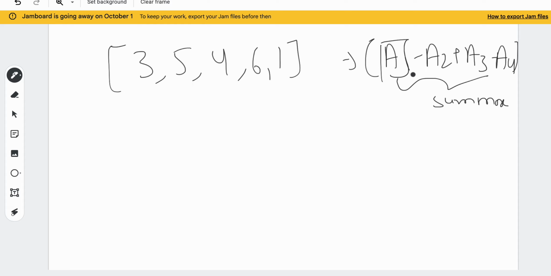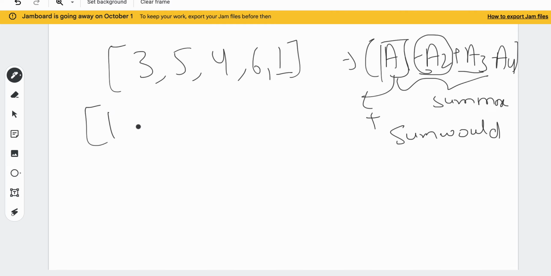So how we will approach this question is that we will take the elements which are maximum to be in the positive positions and the elements which are lesser to be in the negative positions. In this way our sum would become maximum, right? So how would we do that? First, we would sort this array. Then after sorting we would get 1 3 4 5 6.